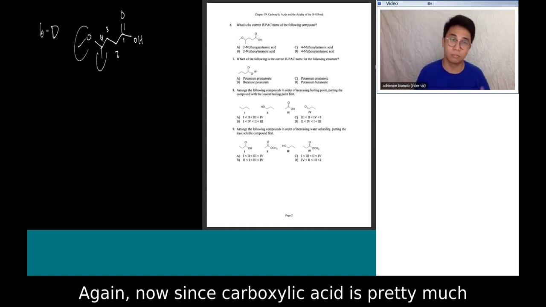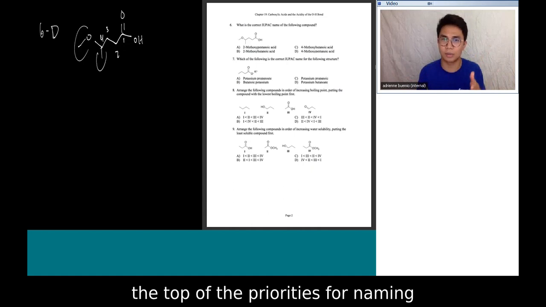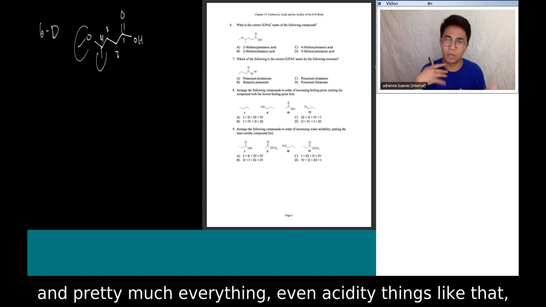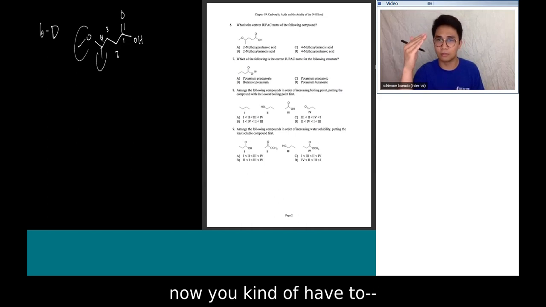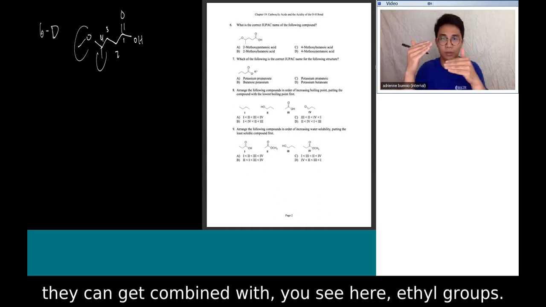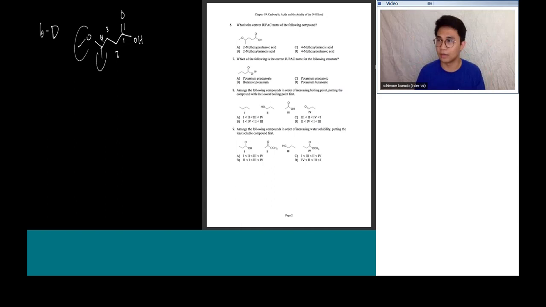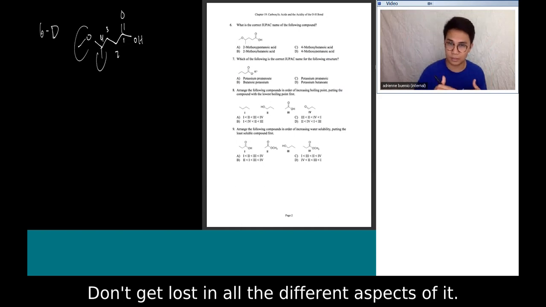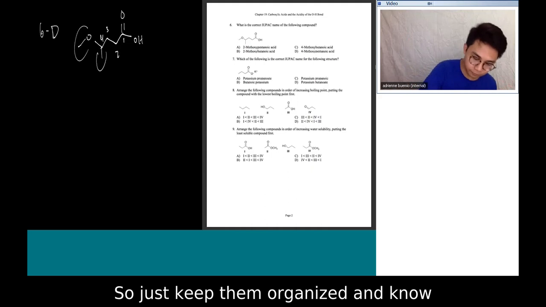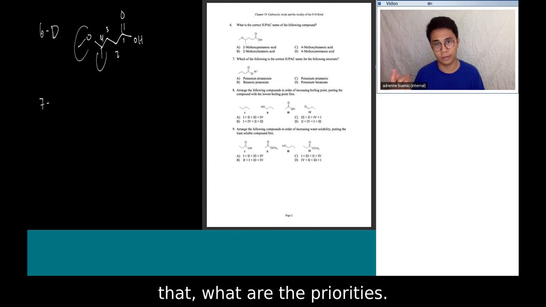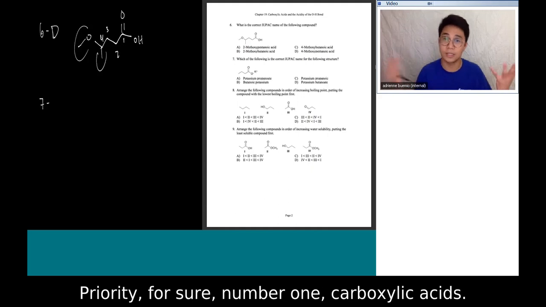Again, since carboxylic acid is pretty much the top of the priorities for naming and pretty much everything, even acidity, things like that, you have to be careful. That can get combined with, you see here, ethyl groups. You can get combined with whatever other groups, so be careful with that. Don't get lost in all the different aspects of it. Just keep them organized and know what the priorities are. Priority for sure, number one, carboxylic acids.